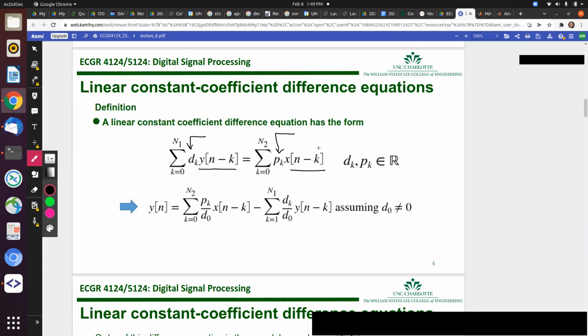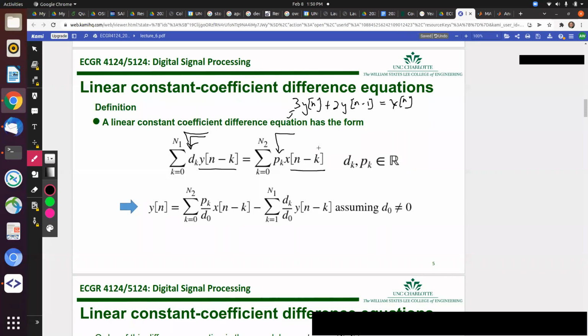We're doing the same thing, but now in a much more general form. You might remember we had something like, I don't know if this is the right equation, 3y of n plus 2y of n minus 1 is equal to x of n. This is a difference equation, right? I've got 2 terms in dk, one for y of n, one for y of n minus 1. And I've got a 1 for x of n, so p0 is actually 1. Those are my actual values for these coefficients.